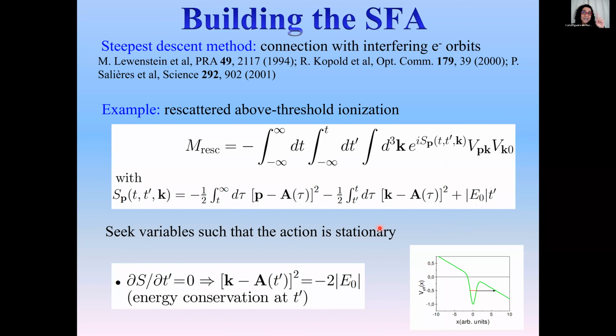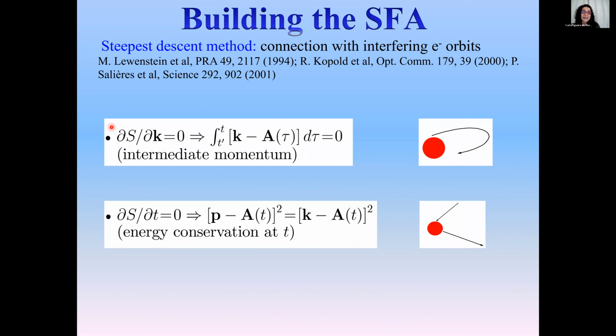And if you apply the steepest descent method, you are going to seek variables such that the action, which is this thing here, is stationary. The first expression that you get, in terms of the ionization time t', gives you energy conservation. And you can see that this cannot have real solutions, so you are going to have to go to the complex plane. This gives you complex solutions. Then if you do this with regard to the intermediate momentum k, you see that it is constrained in such a way that the electron is obliged to come back.